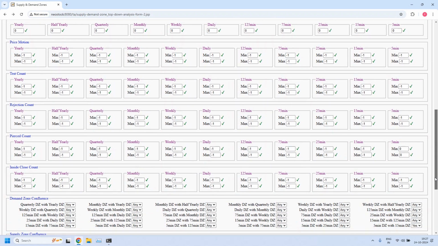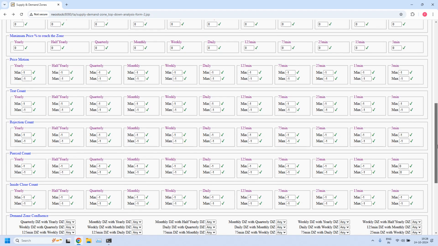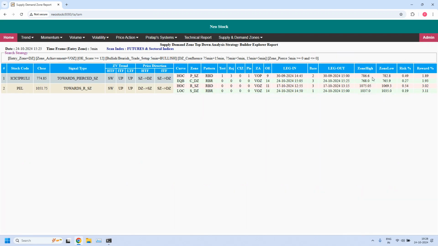So in the demand zone confluence, 3 filters we should set. First filter is already enabled, that is 5 minutes demand zone with 15 minutes demand zone. Next, 5 minutes demand zone with 75 minutes demand zone confluence filter enabled. 15 minutes demand zone with 75 minutes demand zone confluence is also enabled. 5 minutes with 15 minutes with 75, 5 minutes with 75, 5 minutes with 15 minutes, all the 3 filters are enabled. We got 2, both the stocks are having even HTF confluence.